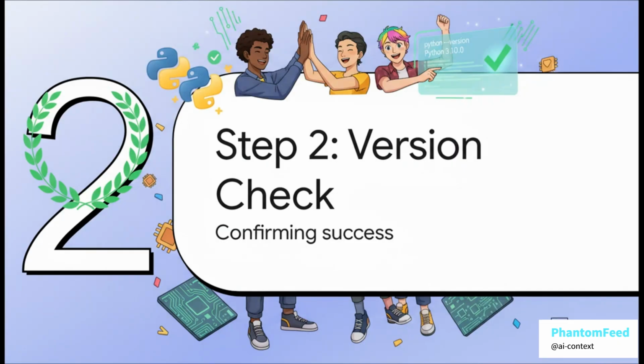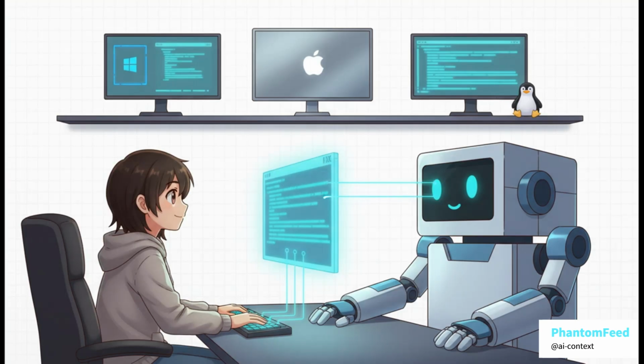All right, installation done. Now for that little moment of triumph. Let's make sure it actually worked. We're just going to quickly confirm that your computer knows what Python is now. To do this, we need to open up something called a command line interface, or a CLI. You can just think of it as a direct chat window to your computer's brain. If you're on Windows, you're looking for a command prompt or PowerShell. On a Mac or on Linux, it's just called the terminal.